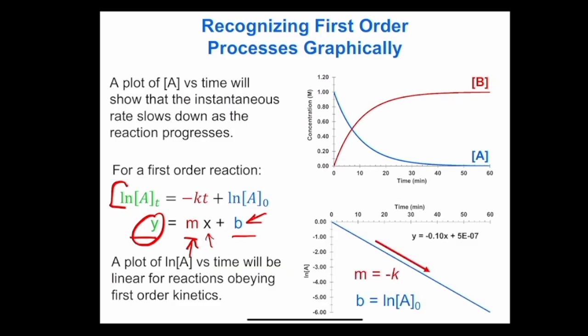If I get that straight line, the slope is equal to my minus k value. I can immediately extract the k just from this visual representation. I don't need to go back and do the math. I can also extract my intercept as the log of my initial concentration, wherever my concentration started. So this is a very useful extrapolative way, where if I've got this, I can tell very quickly I am dealing with a first order process, okay?